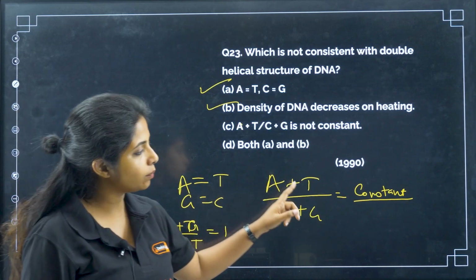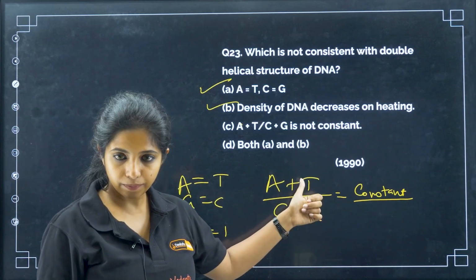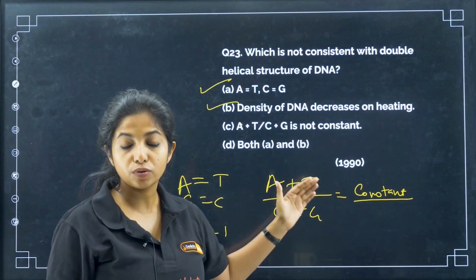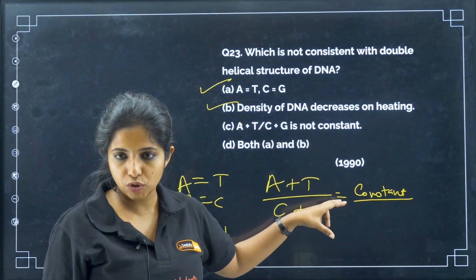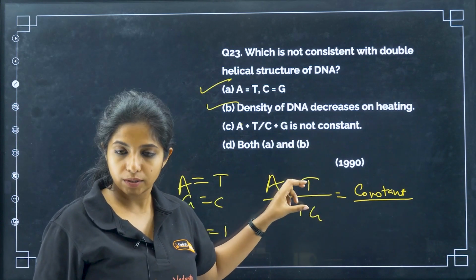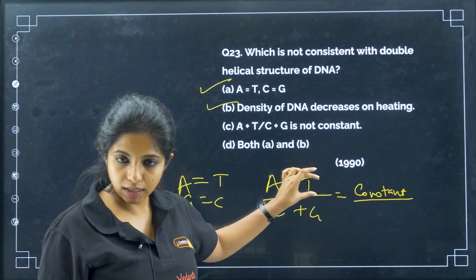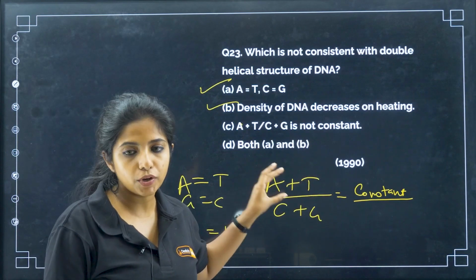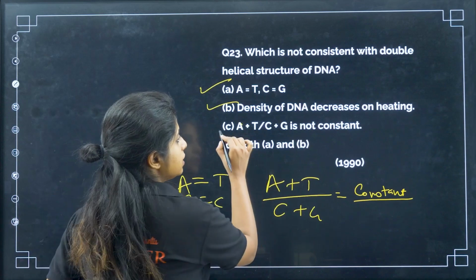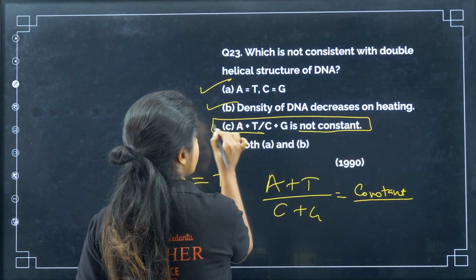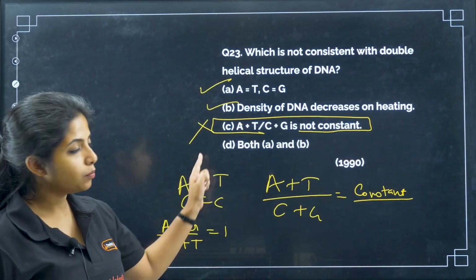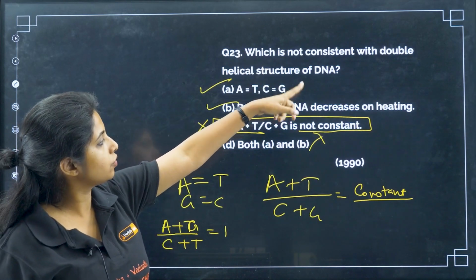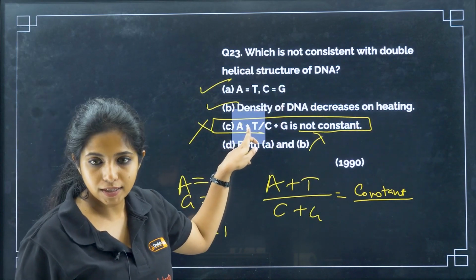Apart from it, he put down one more rule. He said that A plus T and C plus G is going to be constant for a particular species. For each species, it will be constant. In different species, this number is going to change. So this is not constant would be a wrong statement to put down over here. Both A and B is wrong. So which is not consistent with double helical structure of DNA? This one. It is not consistent.